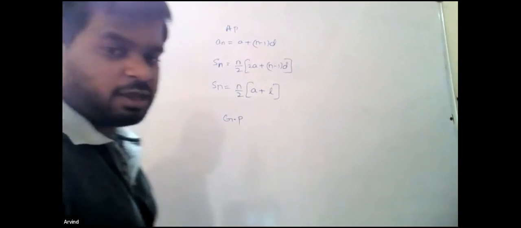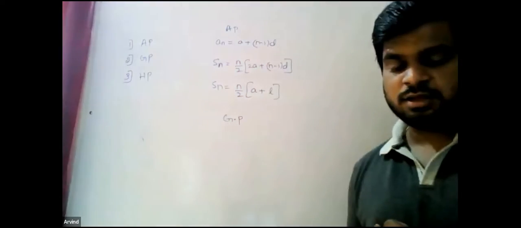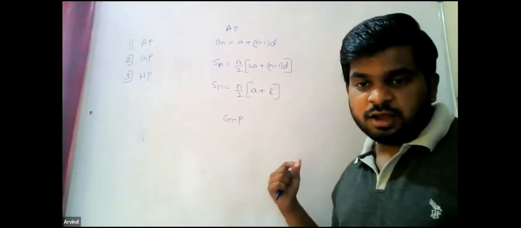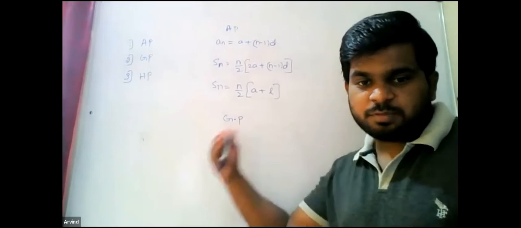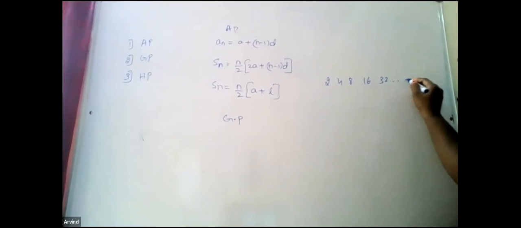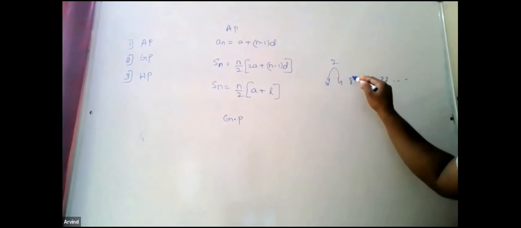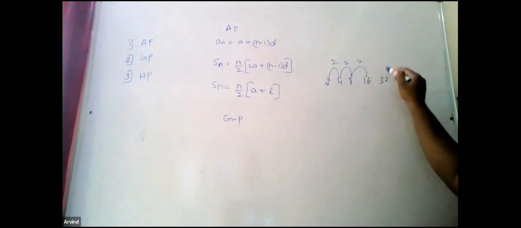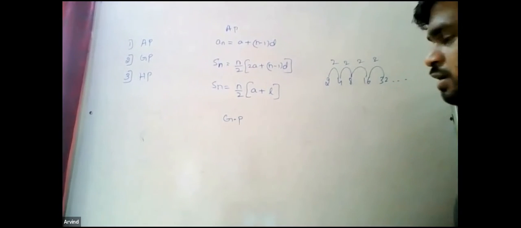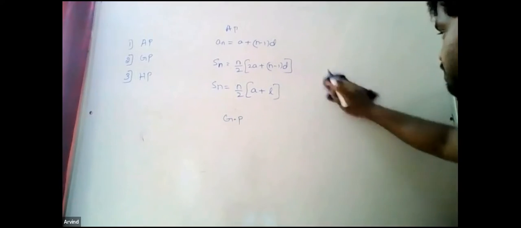Okay, coming to GP, geometric progression. What is the rule for the sequence? Here, if you subtract, you get a common difference. Here, if you divide, isn't it? If you divide a term by its preceding term, you should have a common ratio. For example, 2, 4, 8, 16, 32, and so on. 4 divided by 2 is 2, 8 by 4 is 2, 16 by 8 is 2, 32 by 16 is 2. So you are getting a common ratio. Therefore, it is a GP. So here a common ratio should be there.